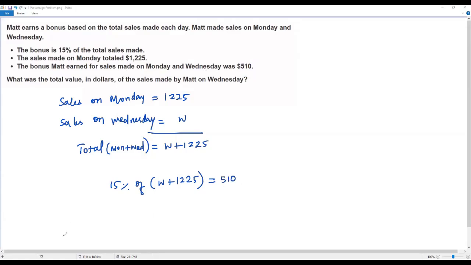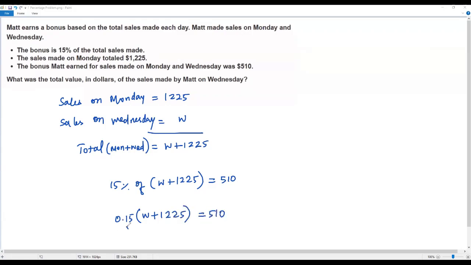Okay, now in this equation we have to solve for W, which represents the sales made by Matt on Wednesday. Here we can convert this 15% to a decimal. When I convert this 15% to a decimal, I'm getting 0.15. And when we have the word OF in math, it can be considered as multiplication. Then we get 0.15 times W plus 1,225 equals 510.